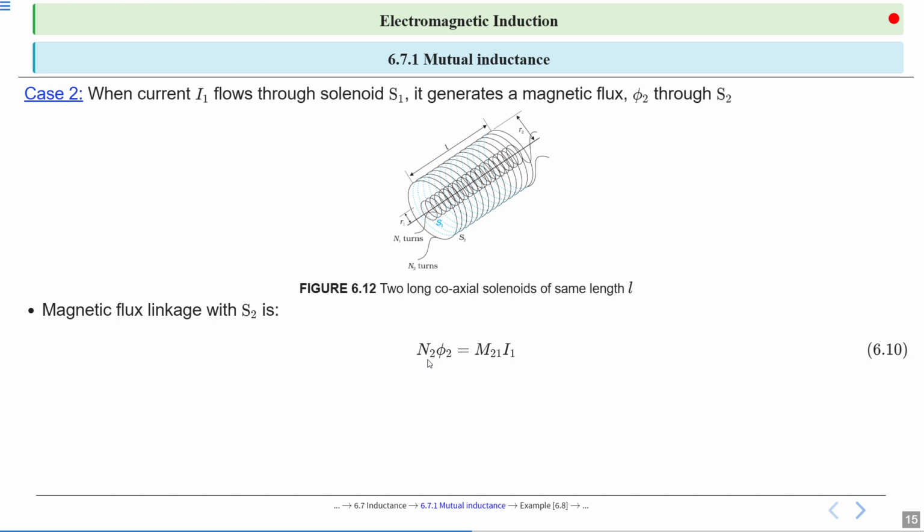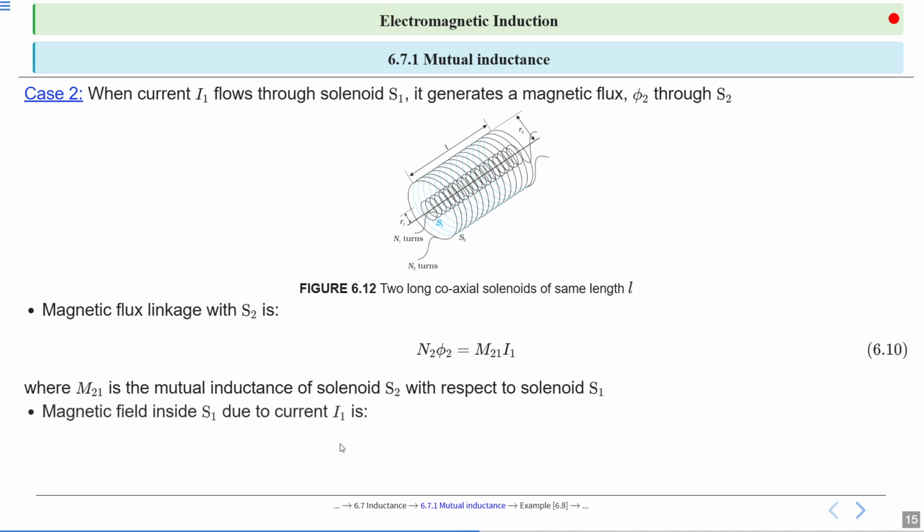In case 1 we have seen that N1 phi 1 equals M12 I2. Now in the second case, N2 phi 2 will be equal to M21 I1. Mark it as 6.10 equation. So this M21 is the mutual inductance of second coil with respect to first coil. This is the constant of proportionality again. So M21 is the mutual inductance of solenoid S2 with respect to solenoid S1.